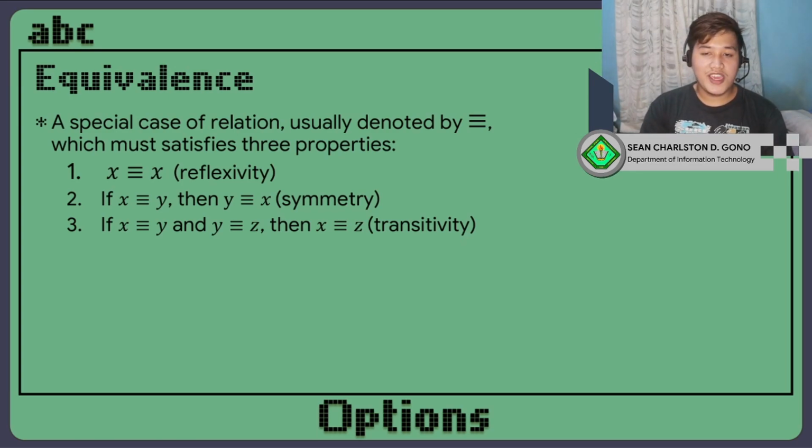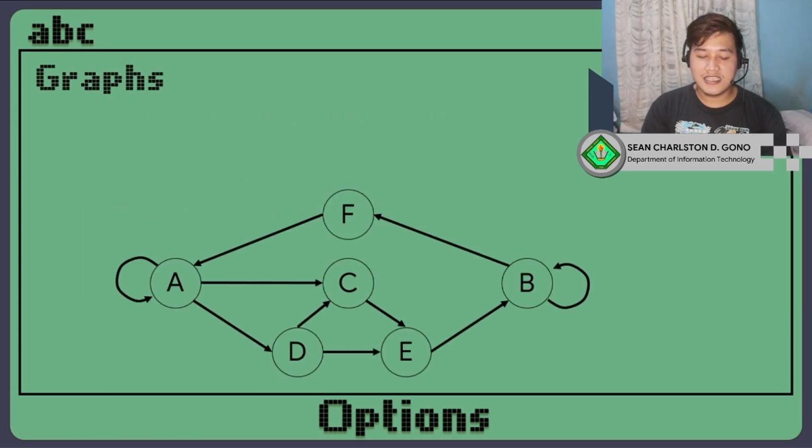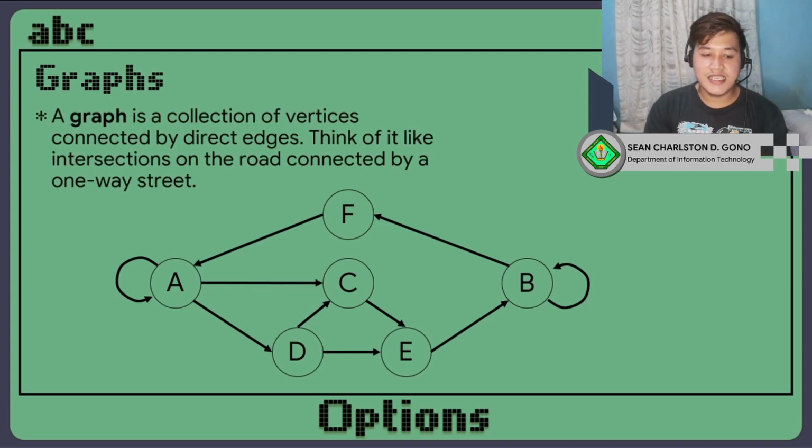Now let's move away from sets and let's discuss graphs. You may be familiar with this as you already studied data structures and algorithms. It's also the same, but we'll try to make it simpler. This is a collection of vertices connected by direct edges. Think of it like intersections on the road connected by a one-way street. So the vertices right here is these letters. So that's A, B, C, D, E, and F. And the direct edges that we're talking about is the arrows pointing at each vertices.